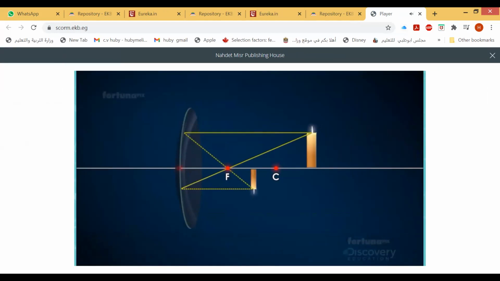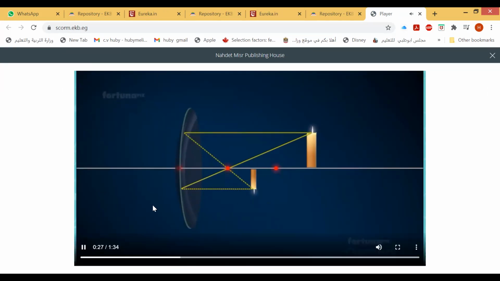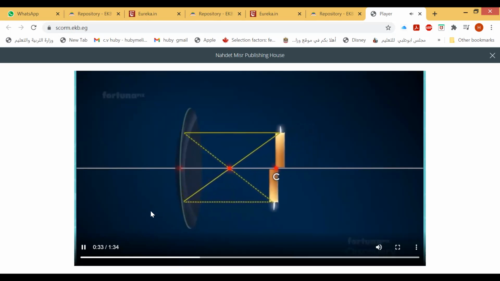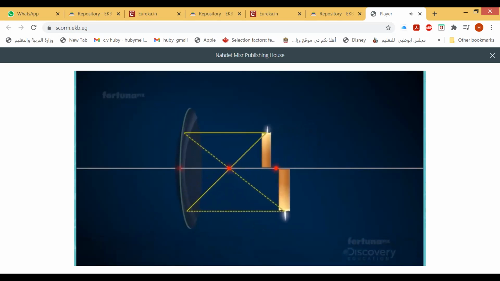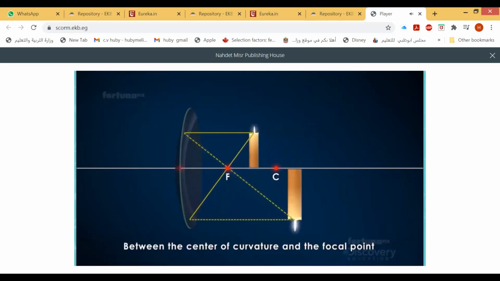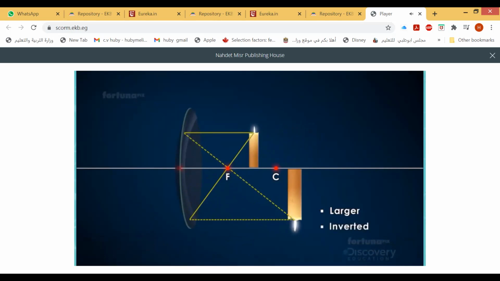In this situation, the image will appear not only smaller than the object, but also inverted. If the object is placed at the center of curvature, C, the image will be formed at the center of curvature. Although the image will be the same size as the original object, it will be inverted. If the object is moved toward the mirror between the center of curvature and the focal point, the image will now form outside the center of curvature, C. In this case, the image will now be larger than the object, but it will be inverted.